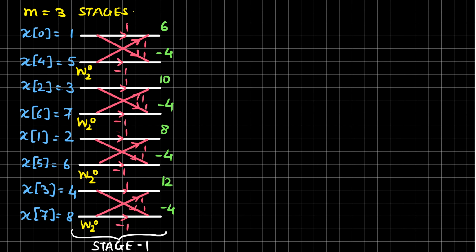And after stage 1 the output that we obtain is 6, minus 4, 10, minus 4, 8, minus 4, 12 and minus 4. And now using this output we are going to consider the 4-point DFTs, and for that we are going to consider two groups. So the first group would be these first 4 values and the second group would be these second 4 values, and then we are going to compute the 4-point DFTs for each of those two groups, and that would be our stage 2. So let me just extend these lines further like this.